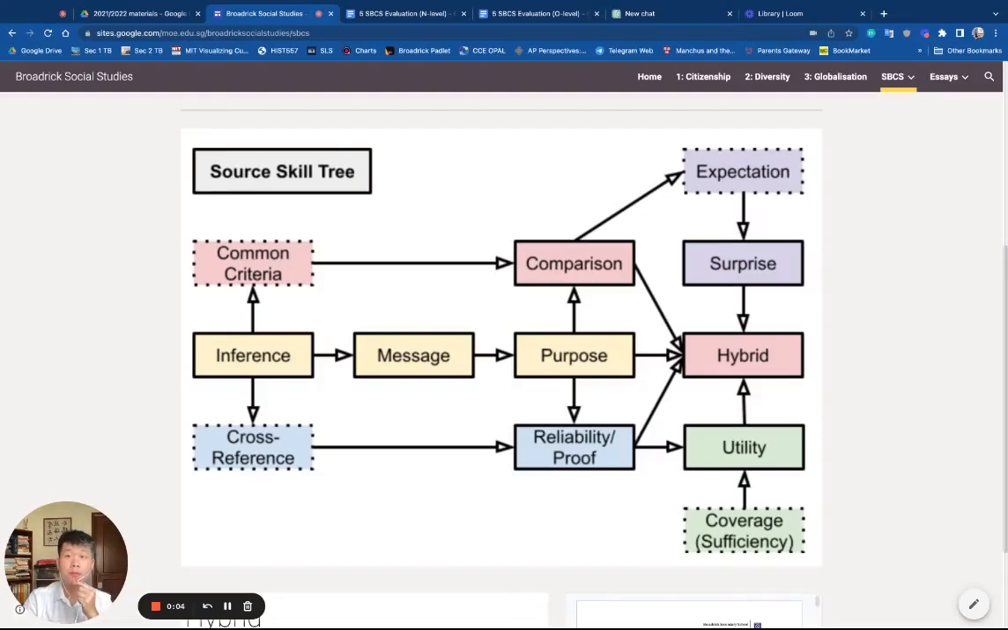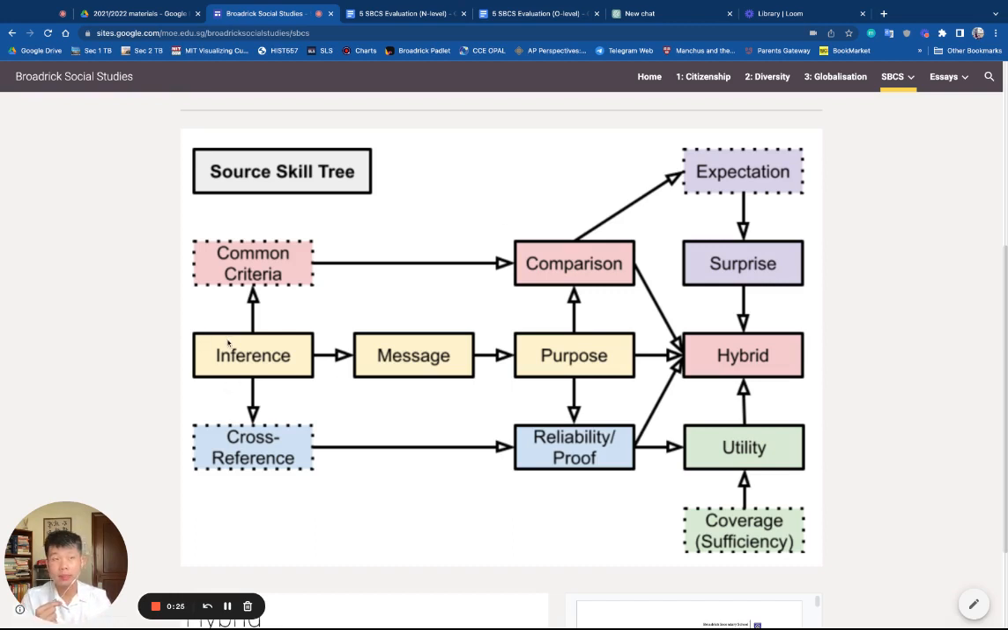I'm Mr. Seow, and today I want to teach the skill of evaluation. You will notice on the website in the source skill tree that the skill evaluation does not appear in this skill tree. This is because the component skill of evaluation, the central component, is inference.